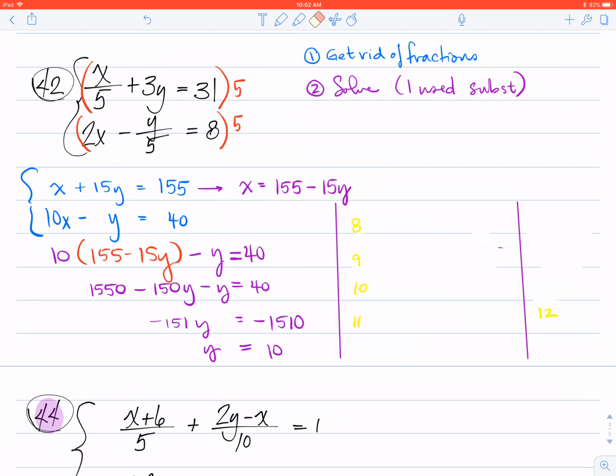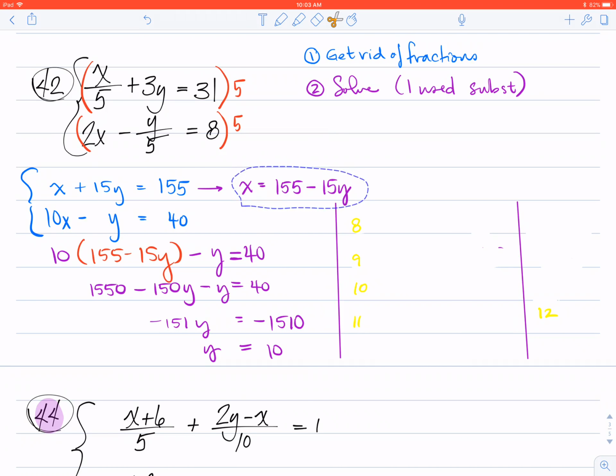Once I have my y value, then all I need to do is go back and plug into one of the equations to get my x value. Now you have several equations to plug into. You have your first original. You have your second original. You have your third manipulated, you have your fourth manipulated, and then you have your fifth manipulated.